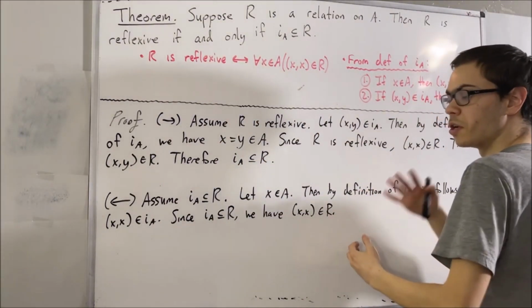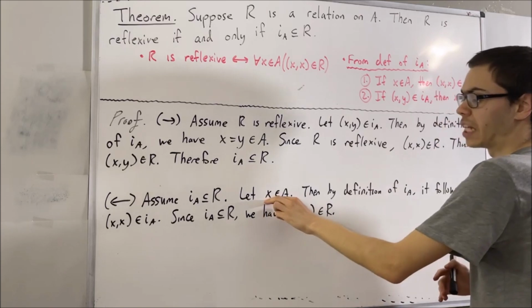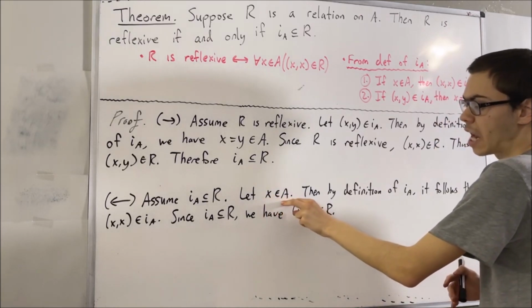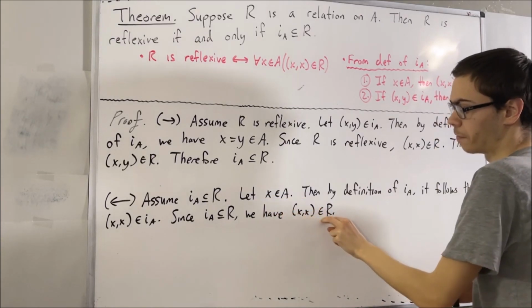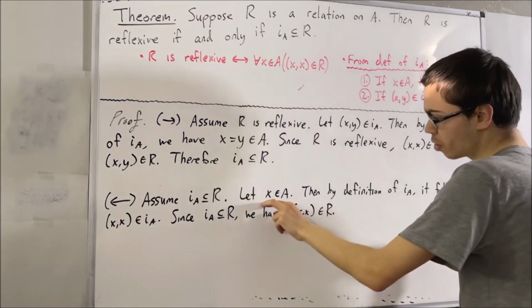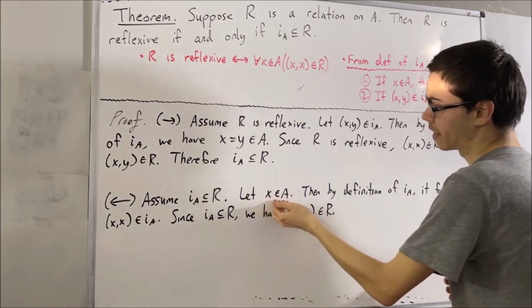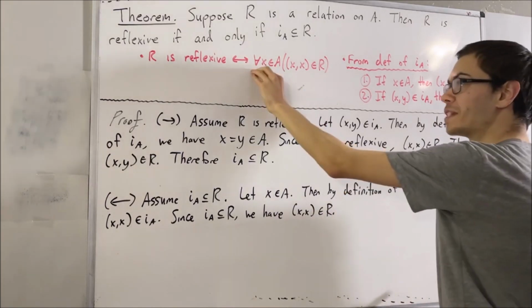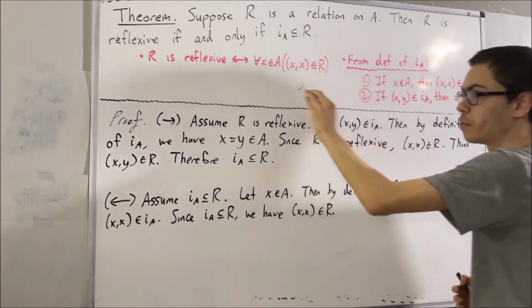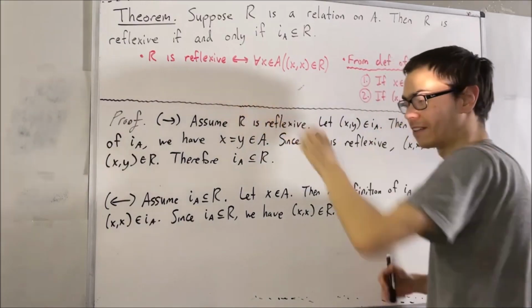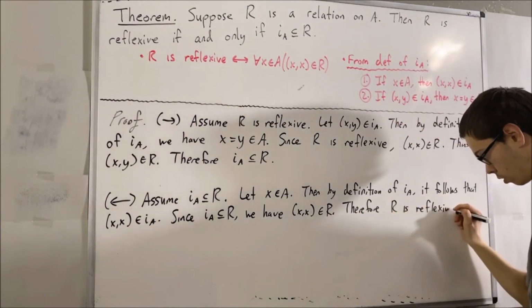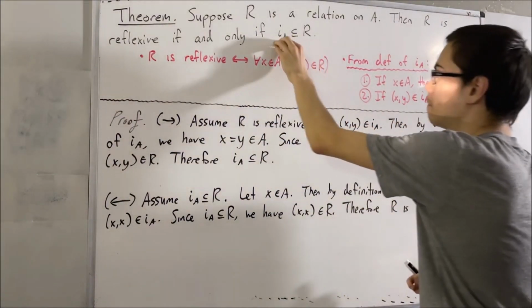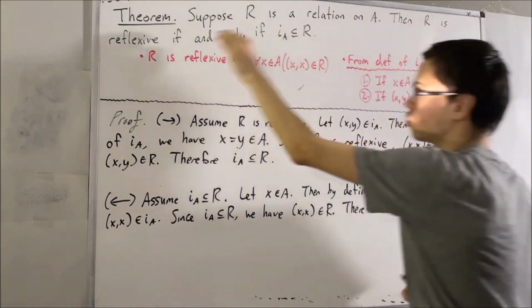So at this point, notice that we started with an arbitrary element x in A, and we deduced that x comma x is an element of R. So since x was arbitrary, this means for all elements x in A, x comma x is an element of R. So we have proven precisely this statement, which amounts to proving that R is reflexive. And so now we have proven that if this is true, then this is true.